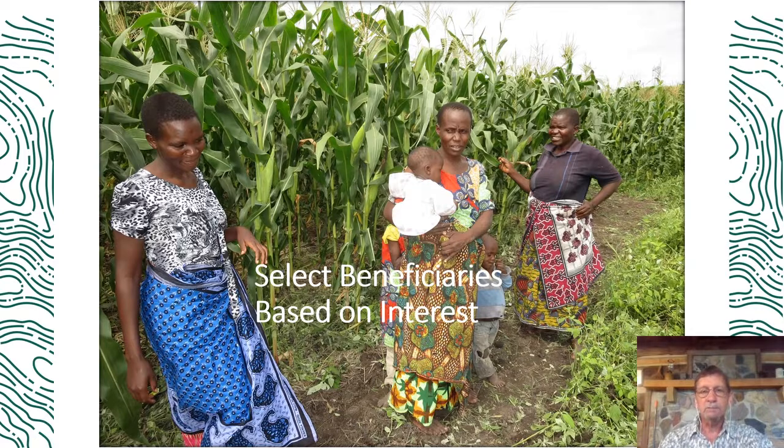So this is a picture from Tanzania, and the woman in the middle began CA 1 year, and her neighbors got interested because they saw the performance of her maize crop, and they also wanted to join. So by selecting incrementally other participants along the years of a project, you end up with farmers who are far more motivated and far more likely to implement CA+.